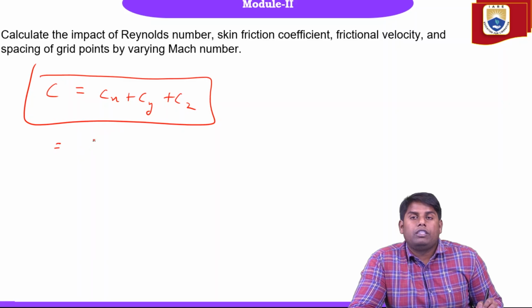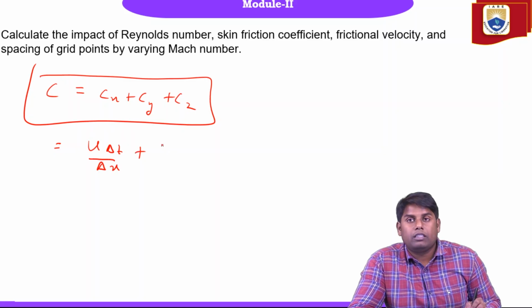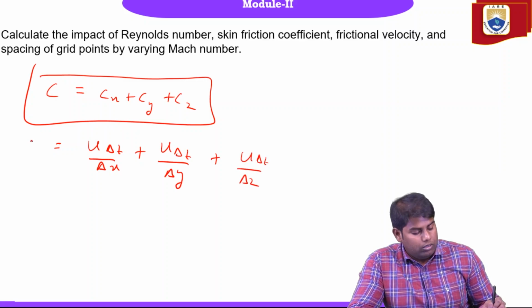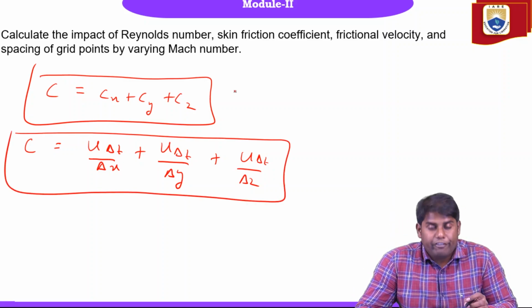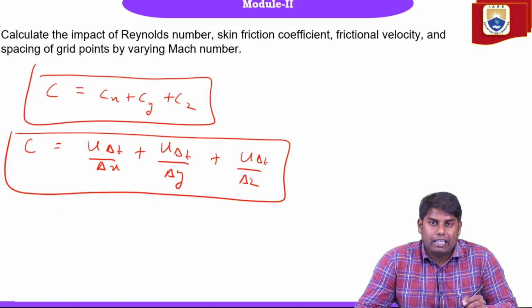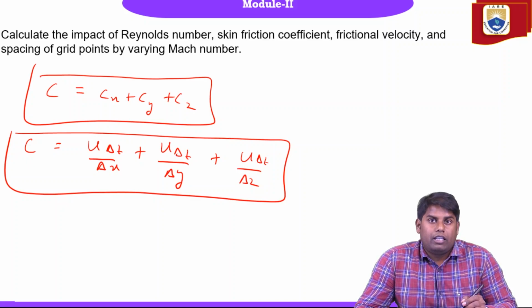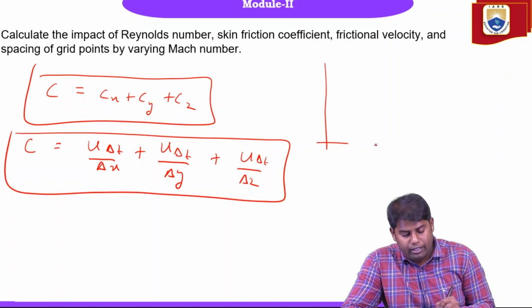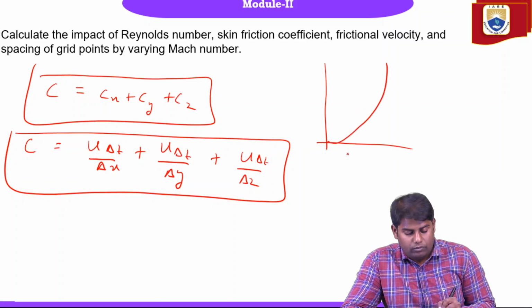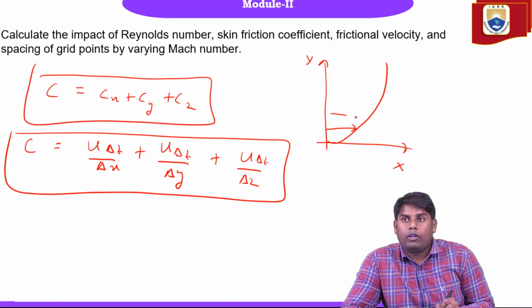Let's say you have the magnitude of the Courant number. If you take, so this will be U delta T by delta X plus U delta T by delta Y plus U delta T by delta Z. So this is the overall Courant number, let's say we can take. Fine. So if we take the spacing along the x-axis, along the y-axis, along the z-axis, so if we have a boundary layer which is 2D, let's say this is x and this is y.